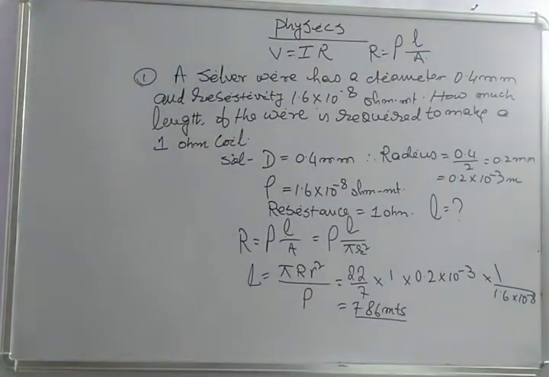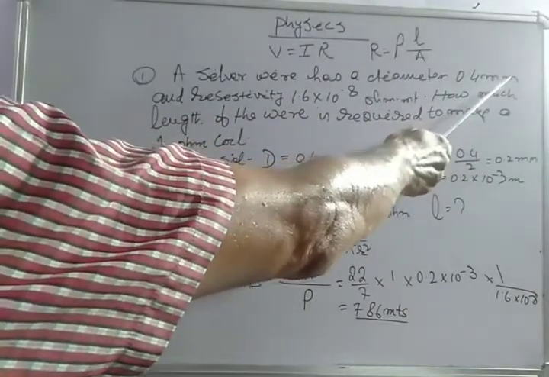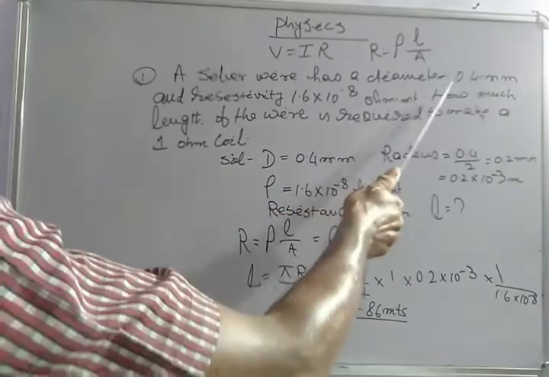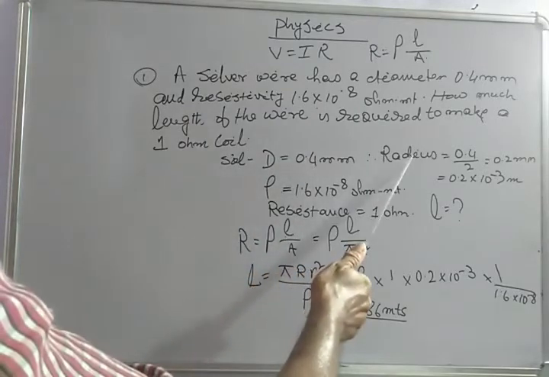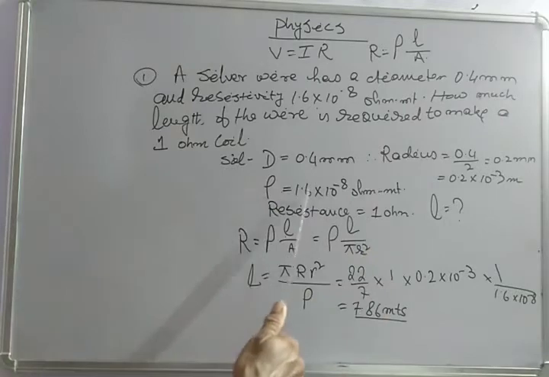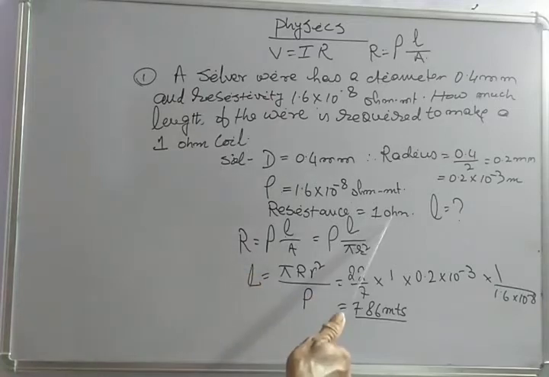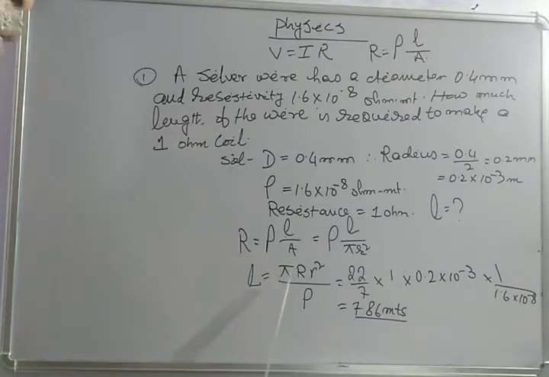Again I am telling you, the question asks: a silver wire has a diameter of 0.4 millimeter. Here diameter is given, area of cross section is not given, and resistivity of this much ohm meter. How much length has been asked? I have written here what is given: diameter, from which I found the radius. Then rho is given, and resistance is 1 ohm for the 1 ohm coil. To find L, the formula is L is equal to pi r square by rho, where this r is for resistance.